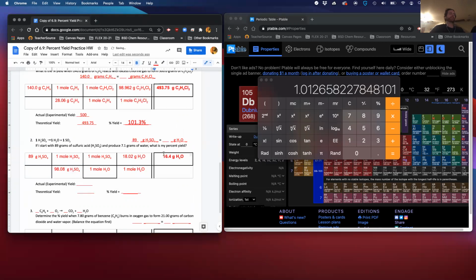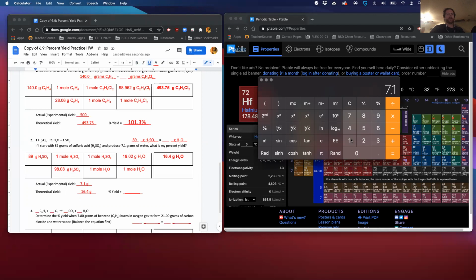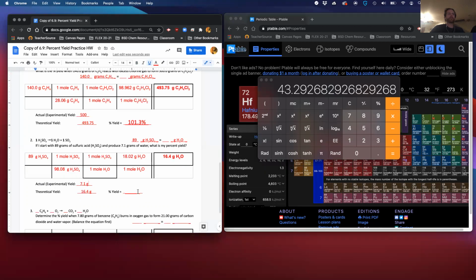So theoretically, I should get this. The theoretical yield is always what you get in the stoichiometry, and the experimental yield is what you got in the experiment, or in this case, in the problem. So now I take 7.1 and I divide it by 16.4, and I multiply it by 100, and I get 43.3%.